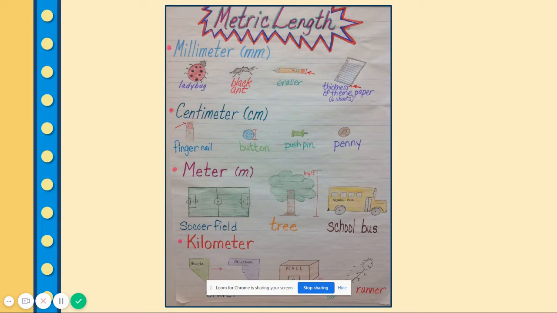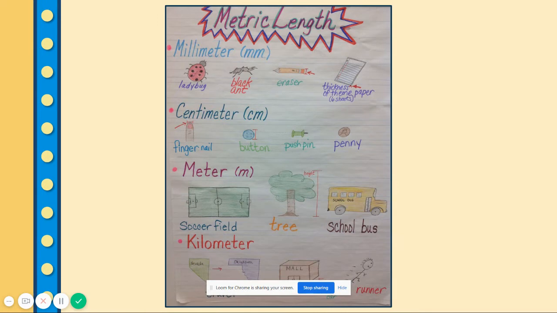We then jump into the next level of measurement, and we see centimeters. Centimeters are what we see on a ruler, the opposite of inches. So you'll be using an online system today to measure objects, and you'll be using centimeters. We can measure centimeters with a ruler. That's something that's very familiar to us. Some of the objects that we can use to measure length with centimeters are the width of a fingernail, the height of a button, the length of a push pin, or even the width of a penny.